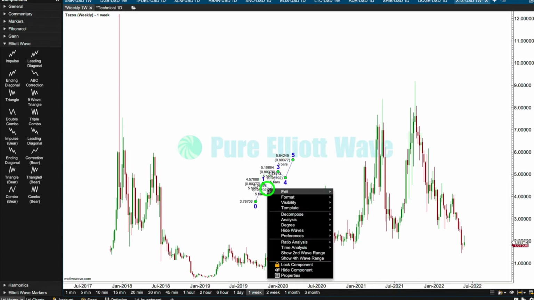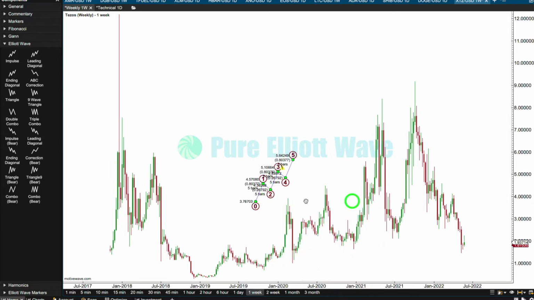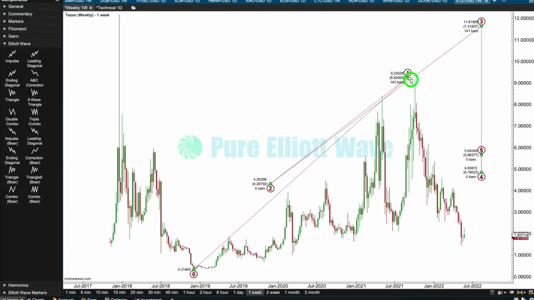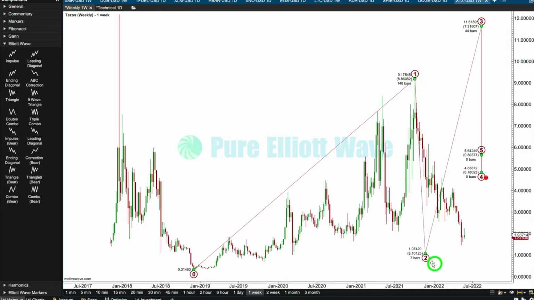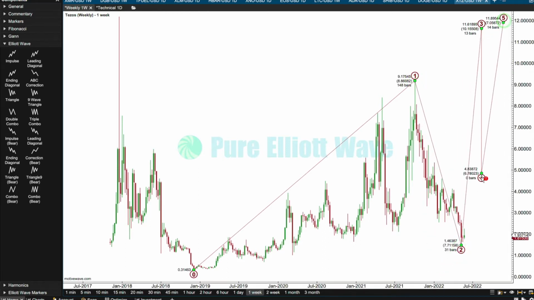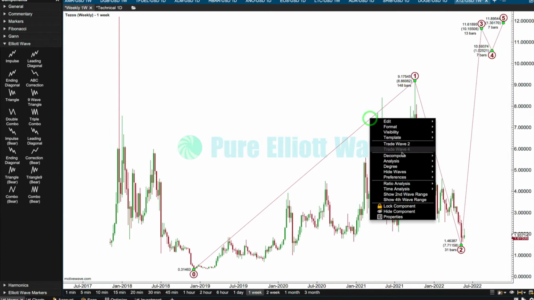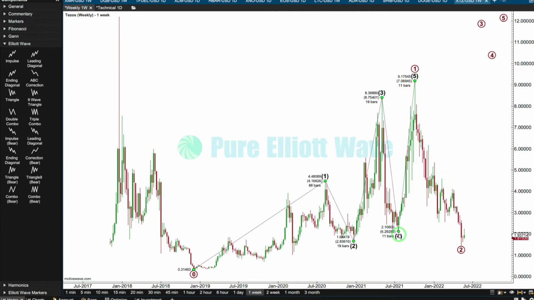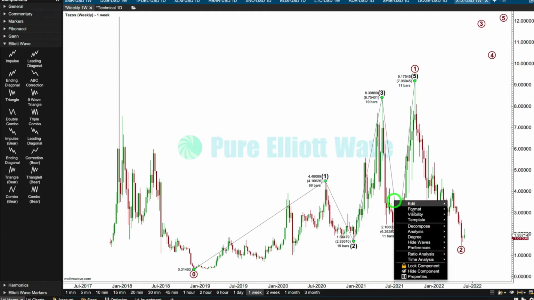And I'm going to start this with, I think, primary degree. And I'm going to consider, what if this is 1 and this crash is 2? And then we'll have 3, 4, 5 of an impulse. So 1 looks like a leading expanding diagonal. Let's have a look at that. Do the wavelengths work? Yep, and the trend lines are going to diverge.